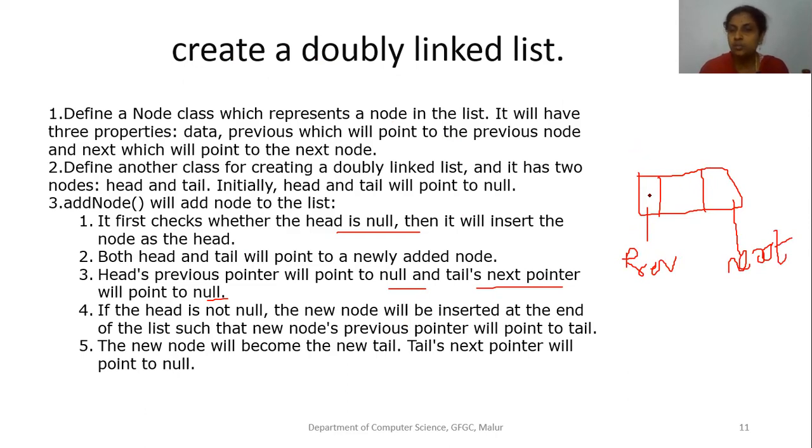Initially, create a node. Make this previous null and this next null, and enter some data in this. This would have been stored in some memory address. So the node is created. After creating a node, check whether your head is null. That is the first thing you need to do. First check whether the head is null, then insert the node as the head.